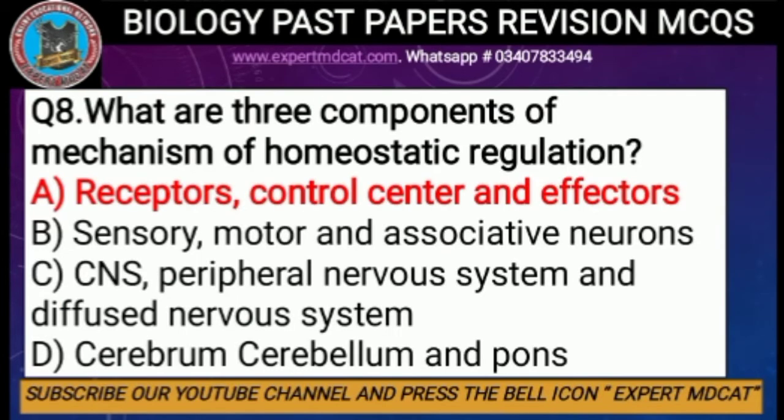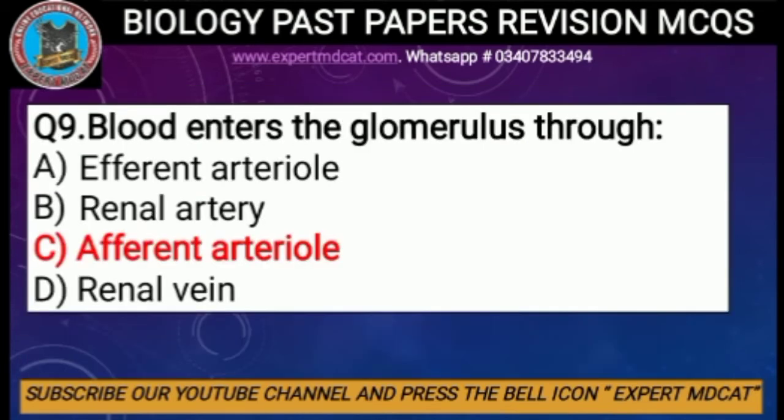Question number 8 is: what are the three components of the mechanism of homeostatic regulation? It is a simple one, and the correct option is A, that are receptors, control center, and effectors. These three are the major components of the mechanism of homeostatic regulation. So moving towards our next MCQ, that is 9.